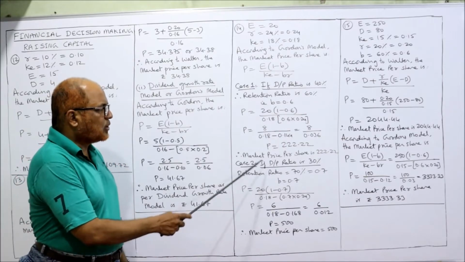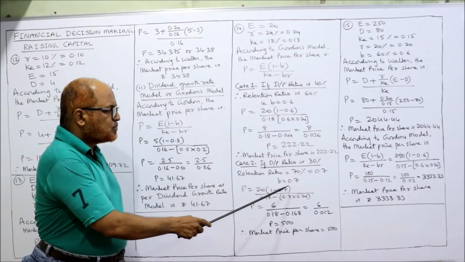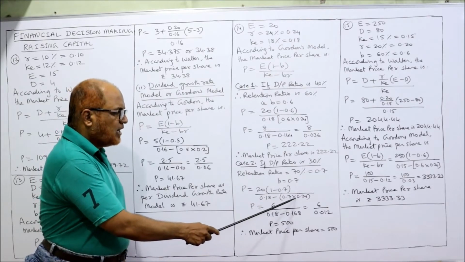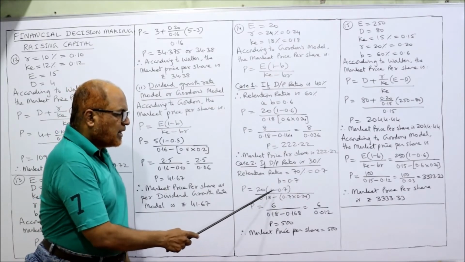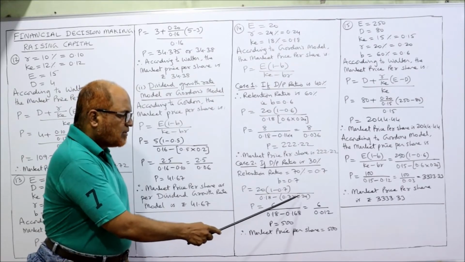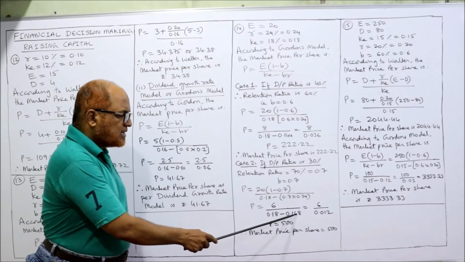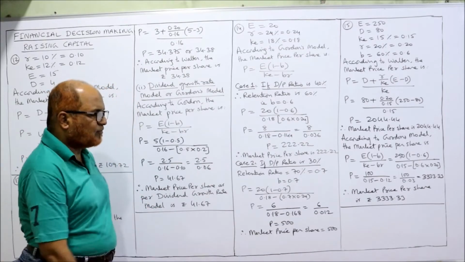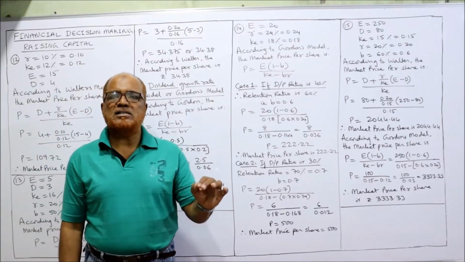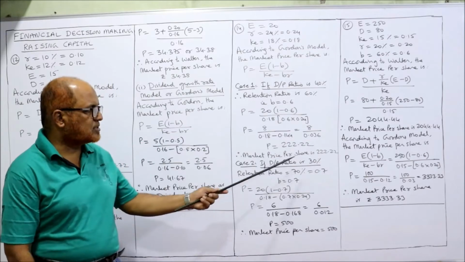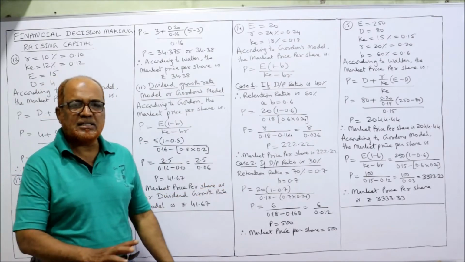Substitute P is equal to 20 into 1 minus 0.7 by 0.18 minus 0.7 into 0.24. So 1 minus 0.7 into 20, you will get 6. 0.18 minus 0.7 into 0.24, you will get 0.012. So 6 divided by 0.012, you will get 500 rupees. That is the market price per share according to Gordon's model if the DP ratio is 30%.